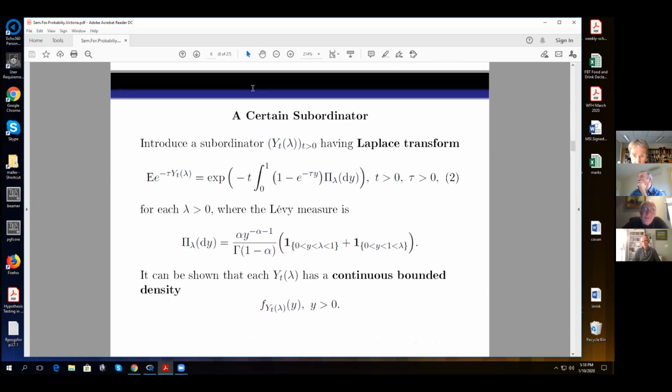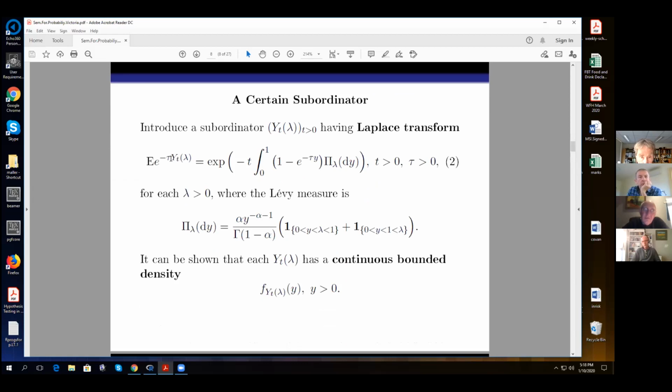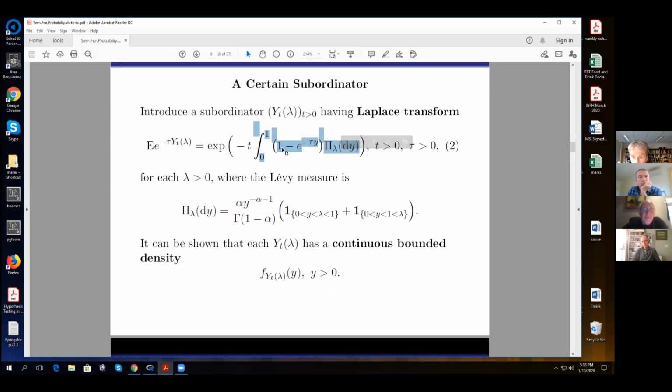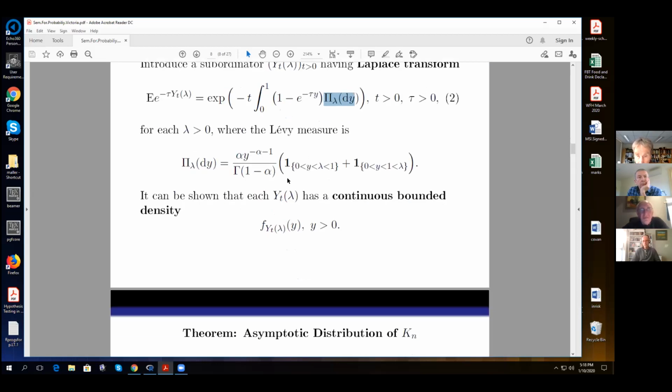So I have to introduce another quantity that is a subordinator. It's Y_t, a process in time, and it depends on lambda. So for each lambda, I have a subordinator Y_t whose Laplace transform, where the Laplace variable is this tau, is given by this formula here, and you can recognize here essentially the Lévy-Khintchine version of the exponent of the subordinator. The Lévy measure that's involved here also depends on lambda. Well, that in fact is the dependence on lambda, and is of this form.